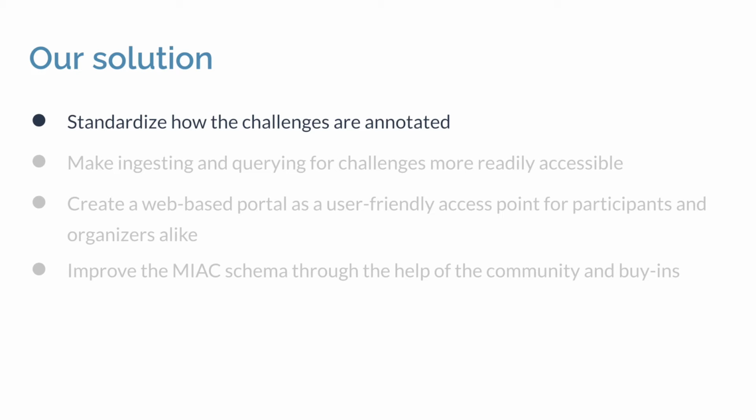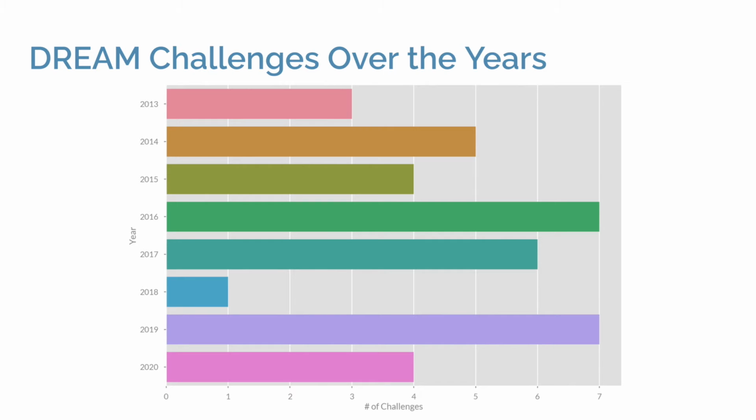So first, standardizing how the challenges are annotated. To do this, we first need to look at past challenges to collect some data. For this particular effort, we revisited 38 past DREAM challenges dating from 2013 to mid-2020. Here is a bar plot of the number of challenges per year that was available to us. Challenges were arranged into the year where we took the median date between their round start and the round end. For example, if a challenge started accepting submissions in December 2019 and stopped accepting submissions in June 2020, the median date would be March 2020, so it will be annotated with the challenge year 2020.